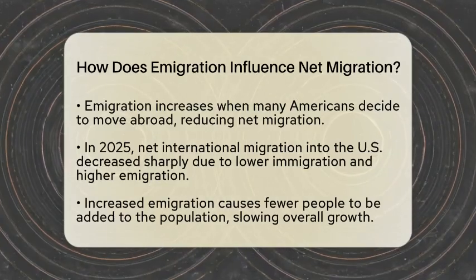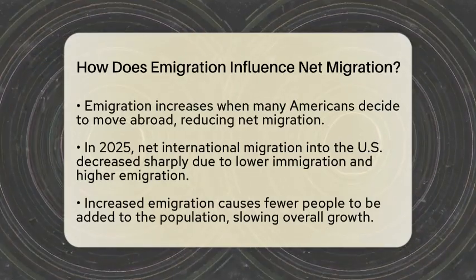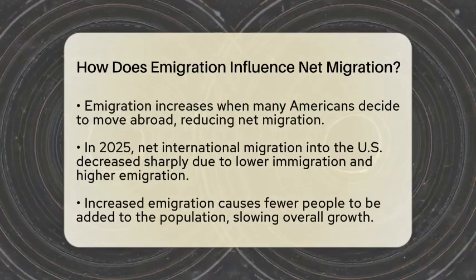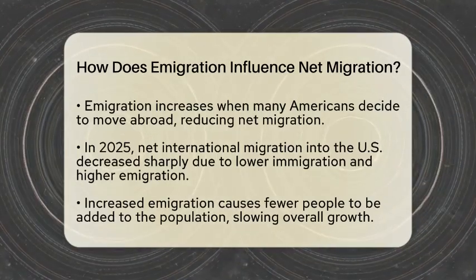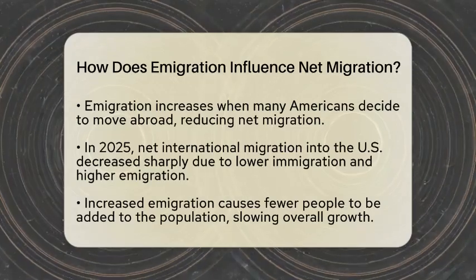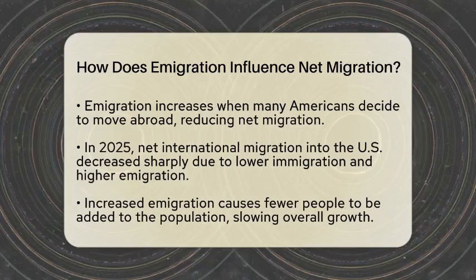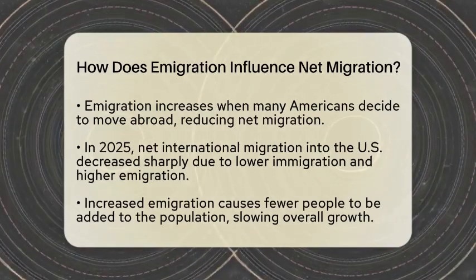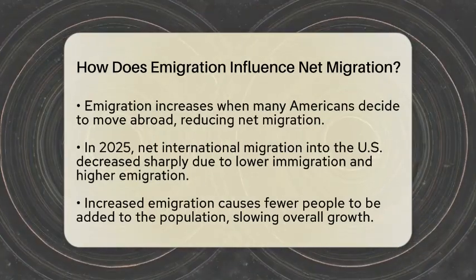Recent data shows that net international migration into the United States has decreased sharply in the year 2025. This decline is partly because fewer people are immigrating, but it can also be due to increased emigration. When more Americans choose to move abroad, it pushes the net migration number down even further. This change affects the total population because fewer people are added through migration, which can slow down population growth.